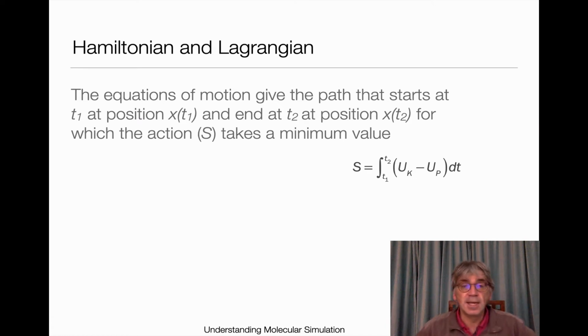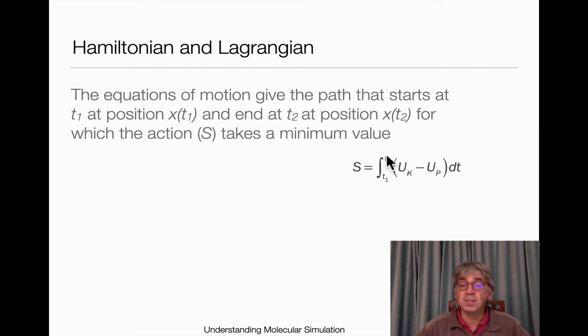So what is that? Solving Newton's equations of motion is equivalent to finding a path. The equations of motion give the path that starts at t1 at a position x(t1) and ends at t2 at a position x(t2), for which the action takes the minimum value. So what is the action? The action is the difference between the kinetic energy and the potential energy, integrated over time from t1 to t2.